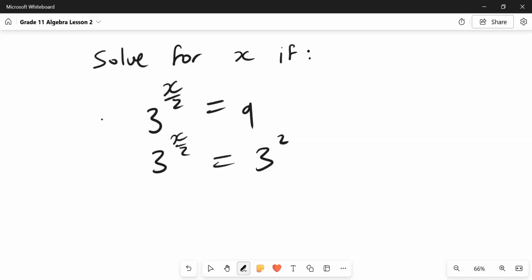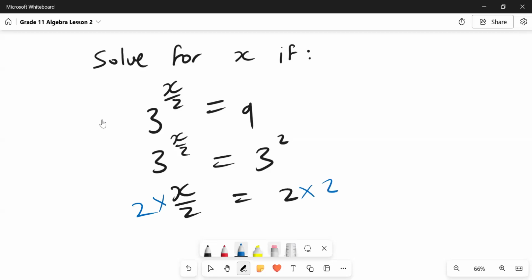Now you have the same bases. Just drop down the exponents, right? And then after dropping down the exponents, you multiply by the denominator so that we can get rid of the fraction. We hate working with fractions. Then this is your final answer.